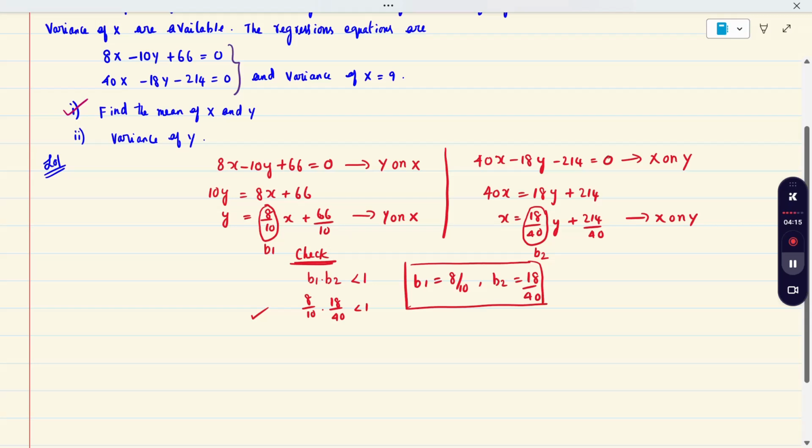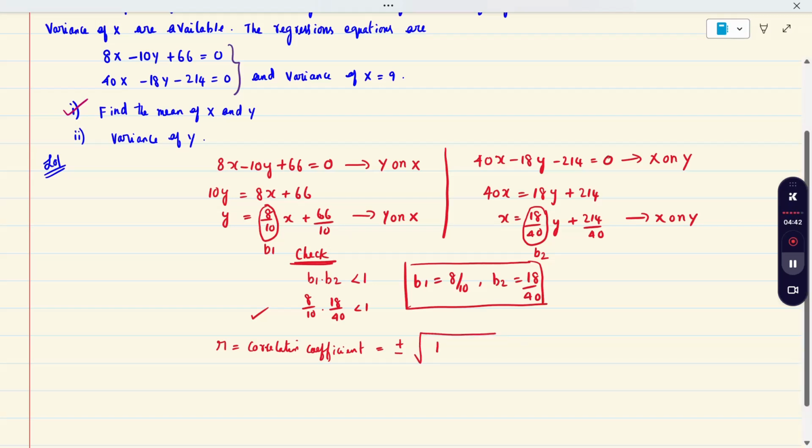So after checking, I need to find r. R is nothing but the correlation coefficient. What is the formula? You need not use your usual formula; directly from this itself I can calculate it. The formula for r is plus or minus the square root of b1 into b2. We will take only the positive, since the regression coefficients here are positive, so we always take the positive.